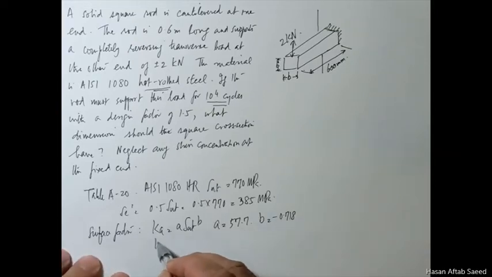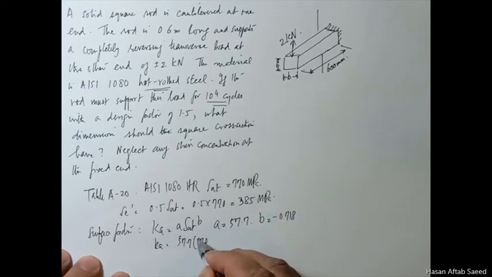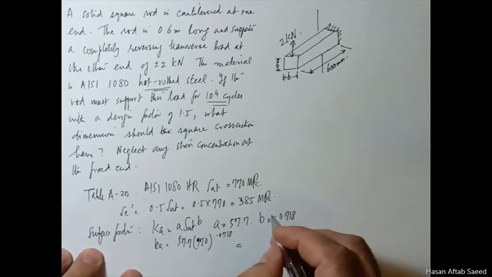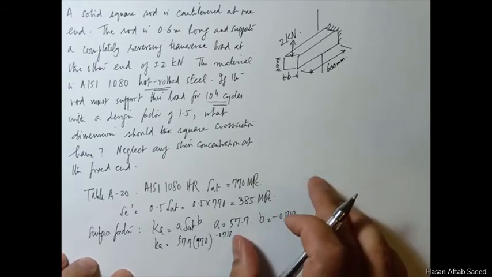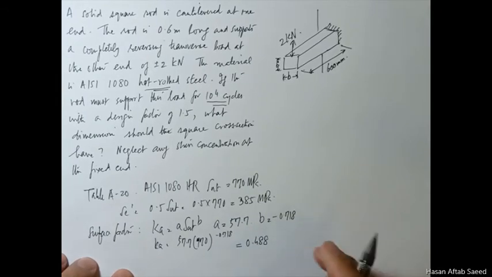And if these are the values, then Ka is 57.7 times SUT, which is 770, to the power minus 0.718, and this is 0.488. Look how small this is. For cold rolled or machined, it was in the region of 0.8 to 0.9. So this is what hurt us. Hot rolled, obviously, you should expect this sort of deterioration of the fatigue strength.